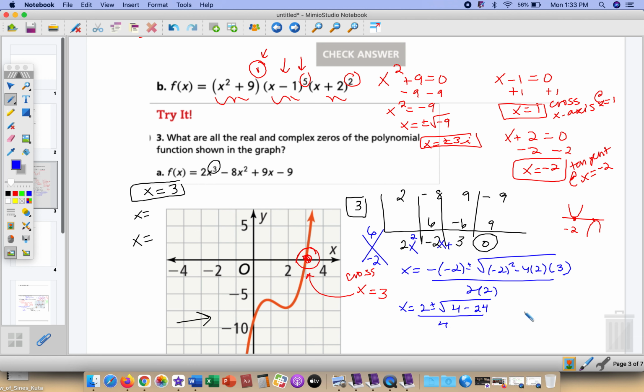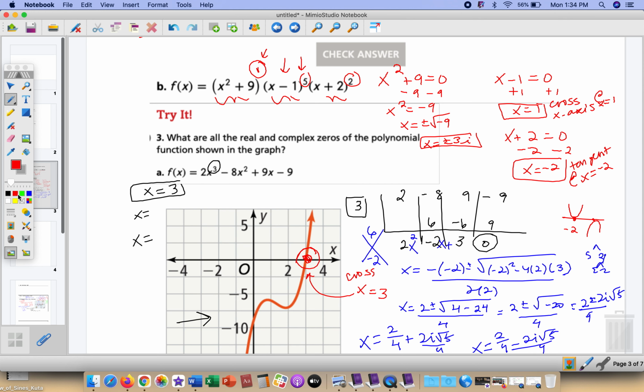Over 4. So we have 2 plus or minus square root of negative 20 over 4. Square root of negative 20 we can break down, and 20 is 5 and 4, which is 2 and 2, so it's 2 plus or minus 2i root 5 over 4. So we have those two imaginary values. So we have 2 fourths plus 2i root 5 over 4. We have 2 fourths minus 2i root 5 over 4.